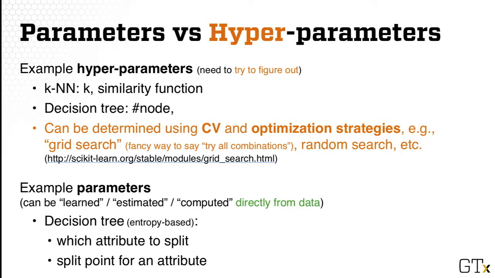The other type of parameters we call model parameters. These are things that you can learn, estimate, or compute directly from data. For the case of decision tree, this could be the attribute you want to split on, or the split point for an attribute. The reason we say that these can be directly computed is because, let's say we use the entropy-based method, then we can just compute those without having to try all possibilities.